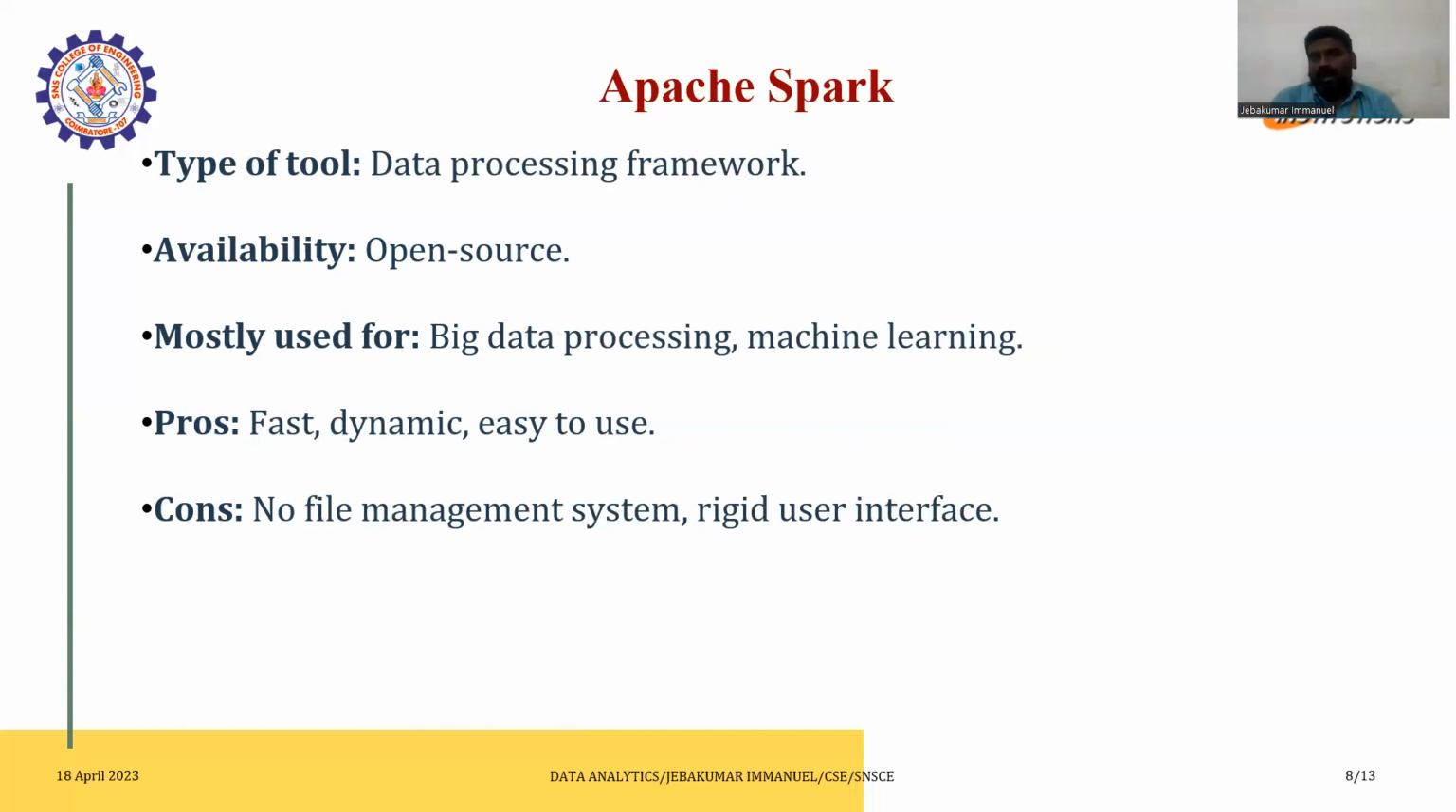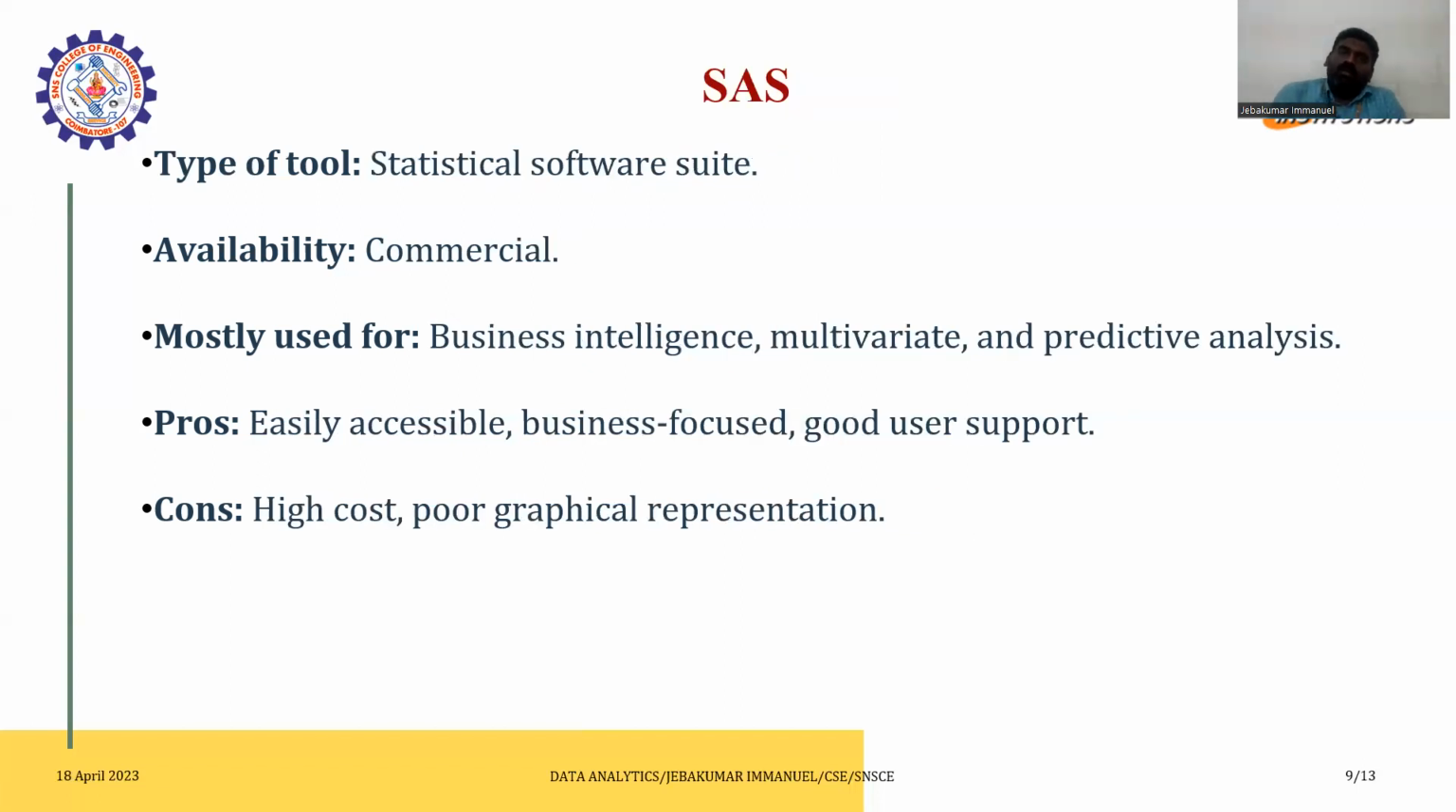The next one is Apache Spark. Apache Spark is a type of data processing framework tool. This is also open source, not a commercialized one. Majorly, Apache Spark is used for big data processing. Now it is used for machine learning also. The major advantage is that it is fast and dynamic, easy to use. The major drawback is that there is no file management system. Then also it has a difficult user interface. That is also another drawback.